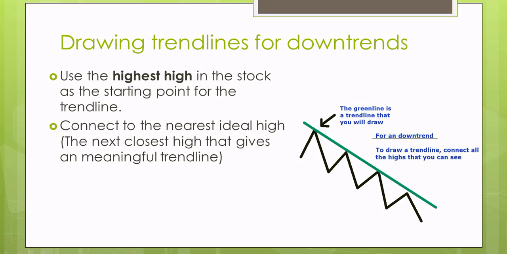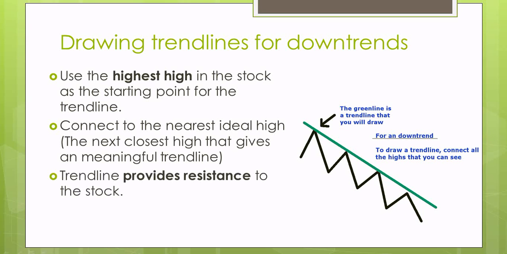So if it is effective, it will be similar to the uptrend, where the trend line will not be broken and there will be repeated touches on the trend line by the stock. And the last point for downtrends is a downward trend line will provide resistance to the stock.